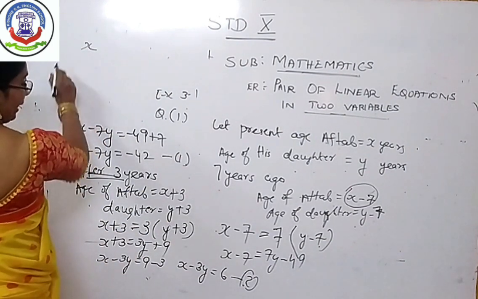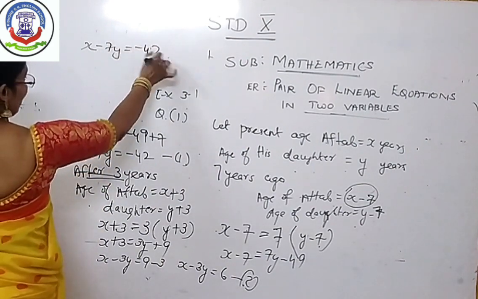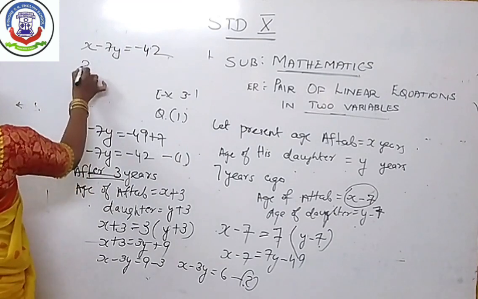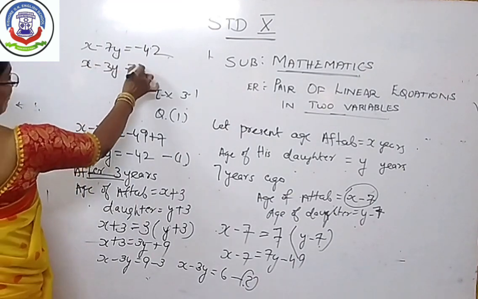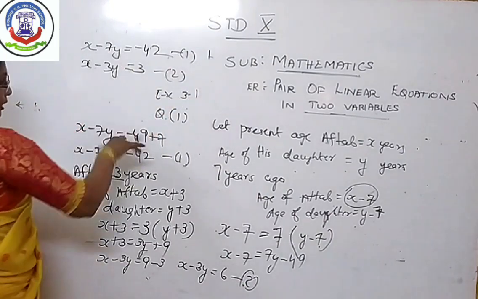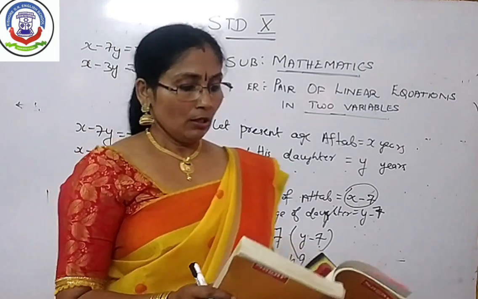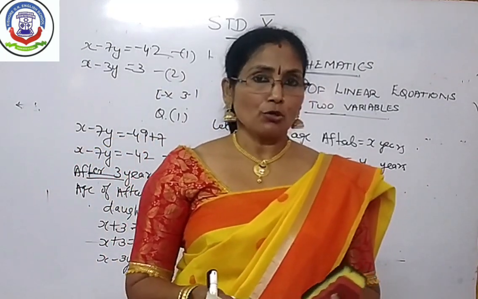First equation is that you got x minus 7y is equal to minus 42. Second equation is that x minus 3y is equal to 3. These are the two algebraic representations of the present situation. Okay. Now, can you do the next question also yourself?